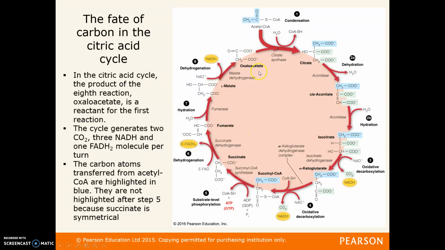All right. Again, what I wanted to cover in this figure here is where carbons come in and where they go out. So here we have acetyl-CoA coming in, and we're going to mark it in blue. Then we have this combining with oxaloacetate, which has two carboxylic acid groups. We're going to mark that in green, okay?